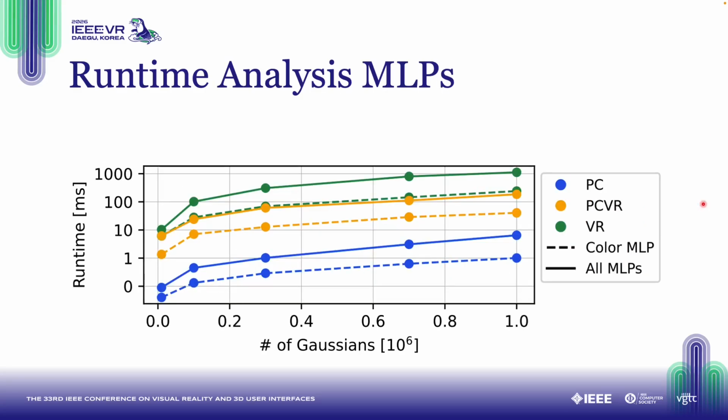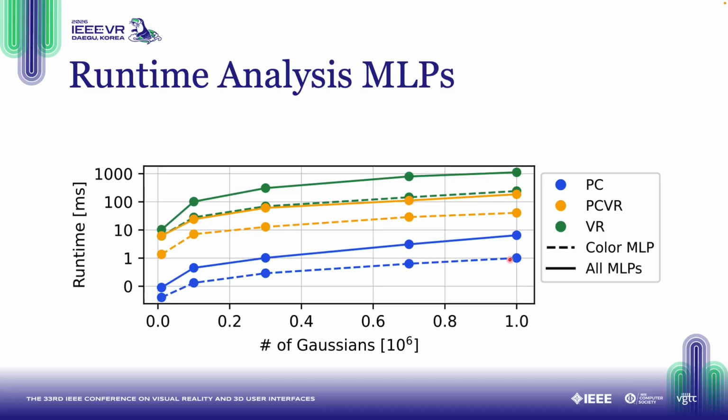We also estimate the time that the shapeshift needs. Remember, when we change the control encoding in render time, the MLPs are queried and a shapeshift takes place. Here we evaluate the runtime again on all devices, PC, PCVR and standalone VR, and we measure the time when all MLPs are queried and when a single MLP is queried.